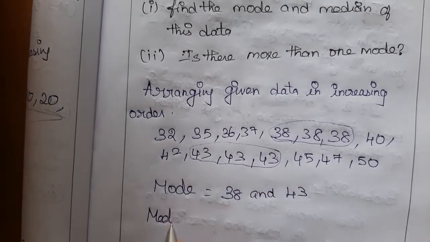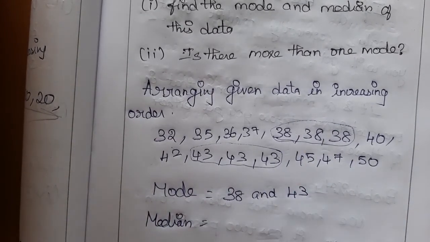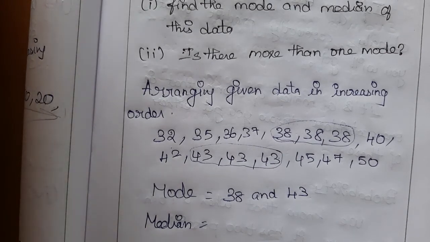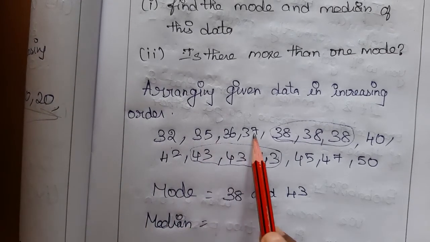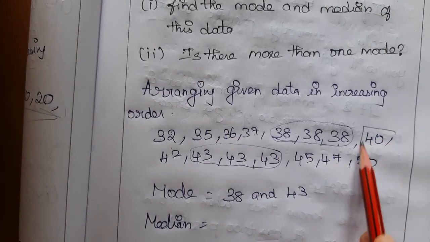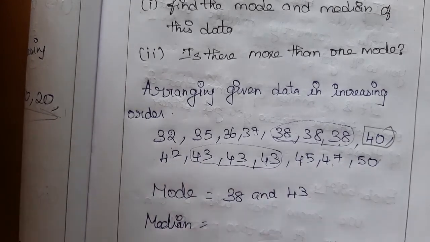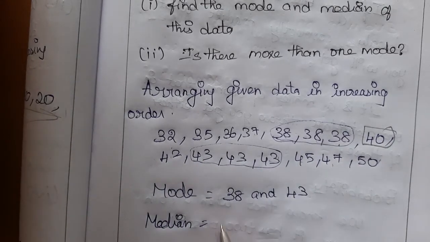So what is median? So totally how many is that? 15. Then the 8th term will be the median. So left side there will be 7, right side there will be 7. 1, 2, 3, 4, 5, 6, 7. Here we will be choosing the 40 as the middle. So right side also there will be 7. 1, 2, 3, 4, 5, 6, 7. So median is equal to 40.